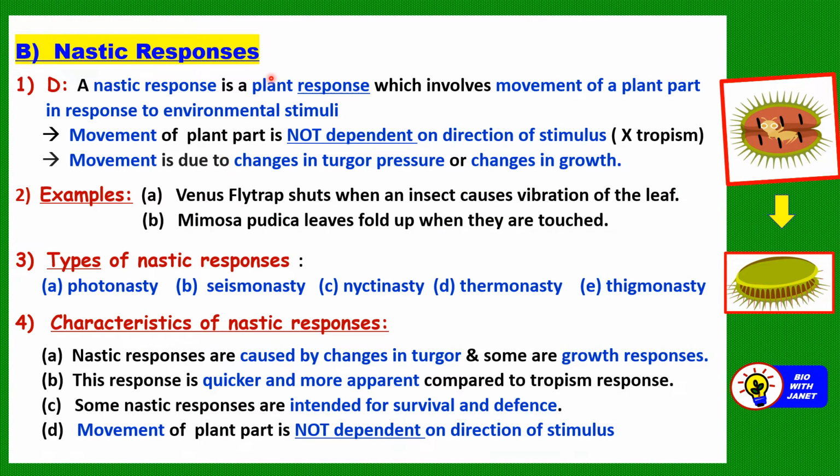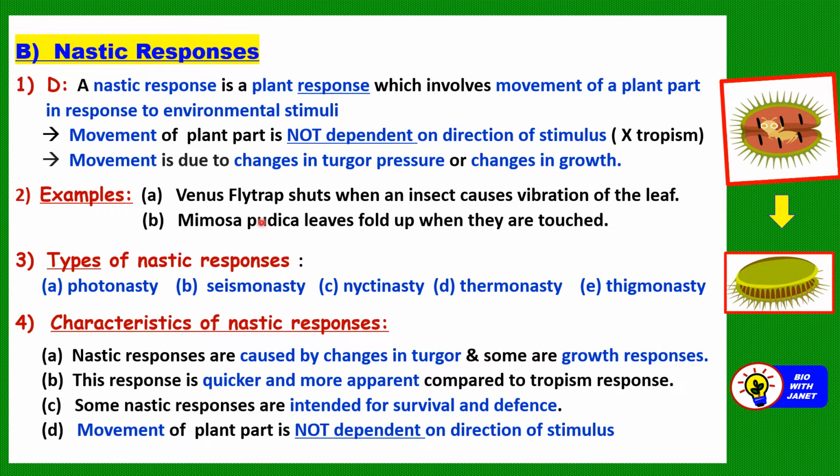Right, Nastic responses. Introduction. What is the definition? A Nastic response is a plant response which involves movement of a plant part in response to environmental stimuli like light and touch, and the movement of the plant part is not dependent on the direction of the stimulus. Alright, unlike tropism, where the movement of the plant part is dependent on the direction of the stimulus. Then movement is due to changes in turgor pressure or changes in growth. Whereas for tropism, the movement is caused by growth only.